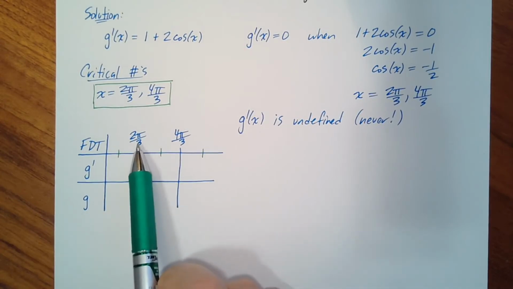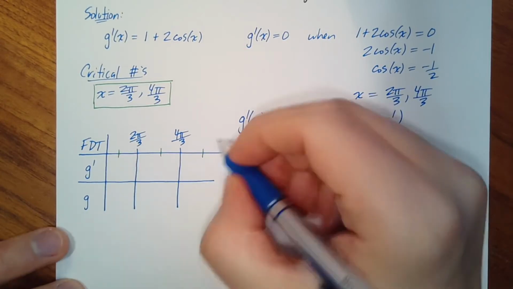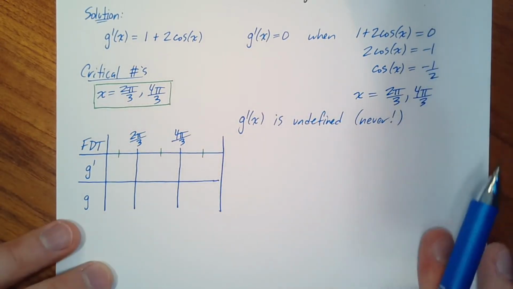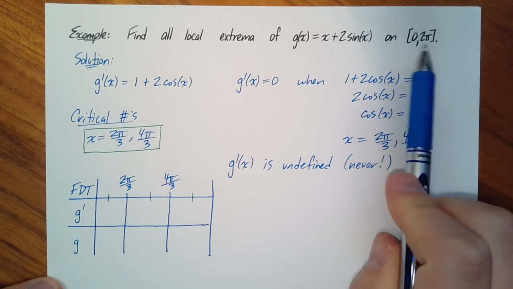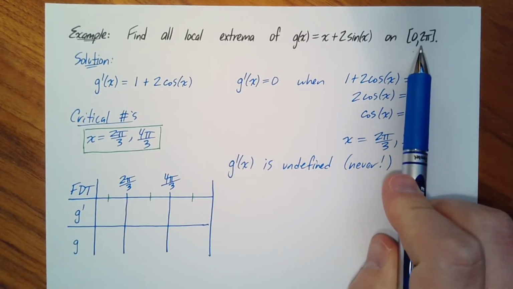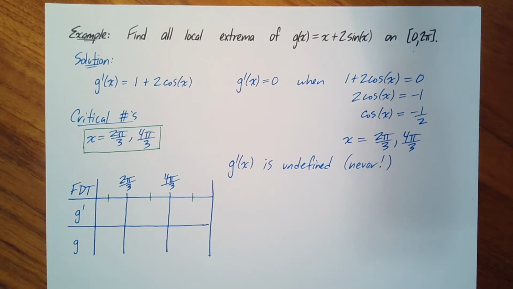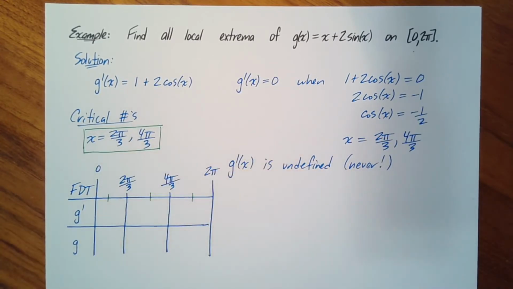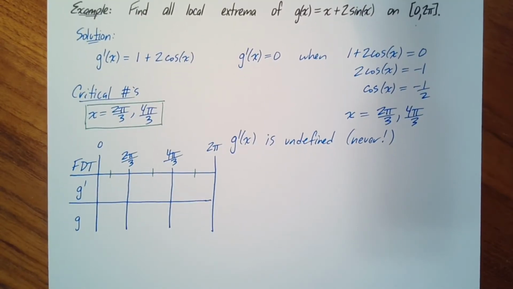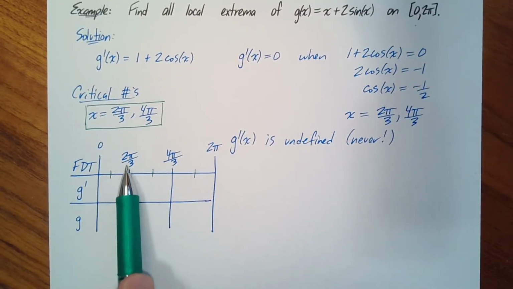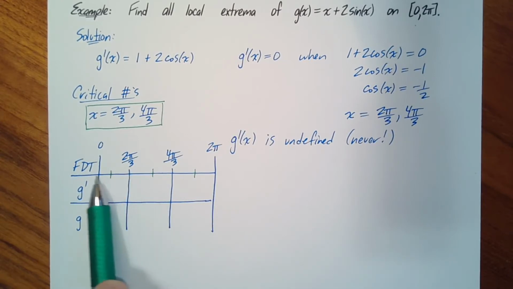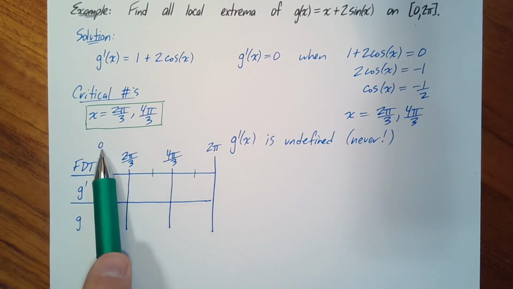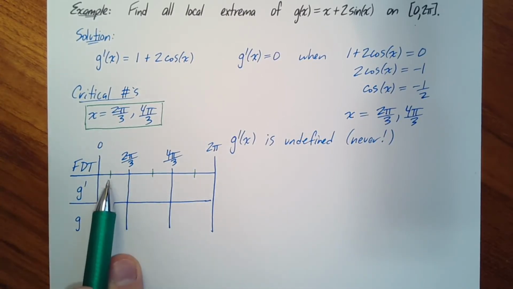Oh, and also, here's a key difference. Because we're doing this over a closed interval, 0 to 2 pi, we're not going to look outside of that interval. Whenever you're working in a bounded region like that, I like to put 0 here and 2 pi here, to remind yourself that that's as far as you're going to go. So when you pick a point to the left of 2 pi over 3, make sure you don't pick something too far to the left. Pick something to the left of 2 pi over 3 on the number line, but make sure it's still greater than 0.